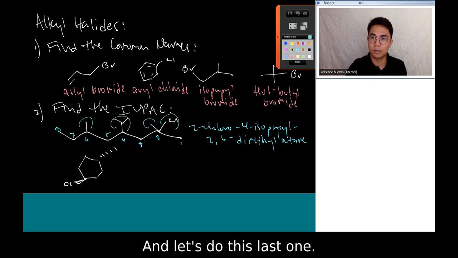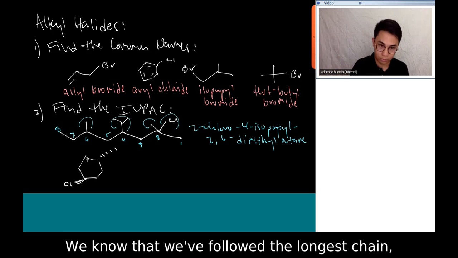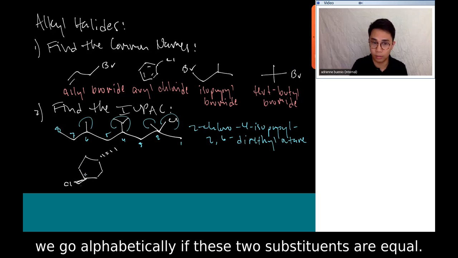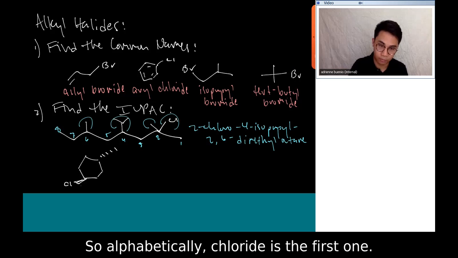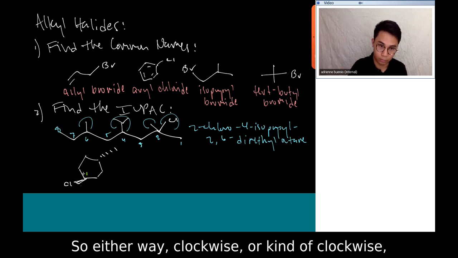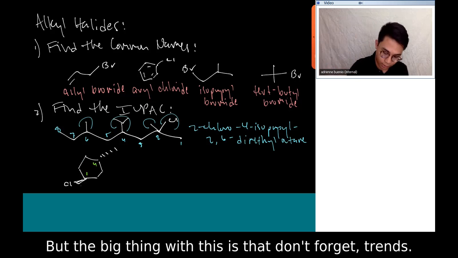And let's do this last one. You should have gotten it again. We know the rules for IUPAC. We know that we follow the longest chain, and to find where to start, we go alphabetically. If these two substituents are equal, alphabetically chloro is the first one, and the methyl is the second one. So 1, 2, 3, 4. 1, 2, 3, 4. So either way, clockwise or counterclockwise, we'll get to 4. So it doesn't matter. But the big thing with this is don't forget trans. This is a trans, right?